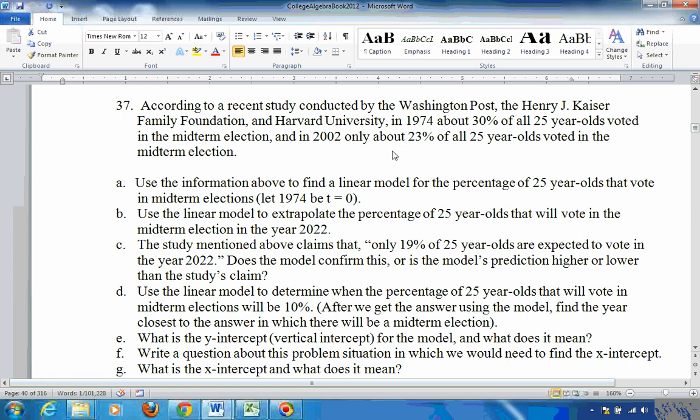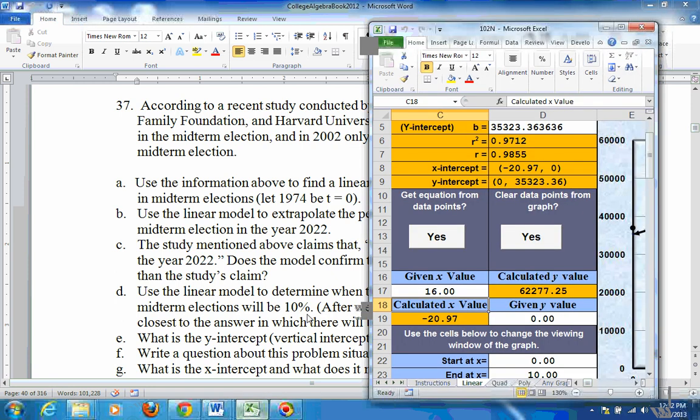So, we have 2 points here, and it says let 1974 be t equals 0. So one point is 0, 30%, and the other one is... well, 2002 is about 28 years later, so 28 years later you have 23%. That would be your two coordinates that you would put in here.